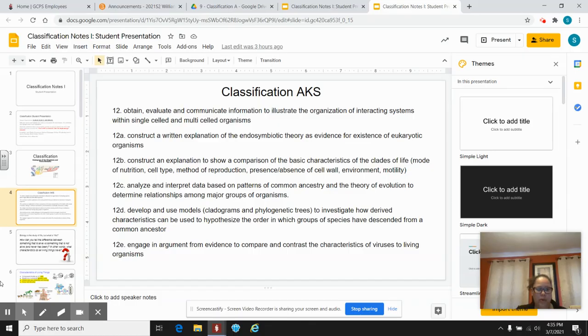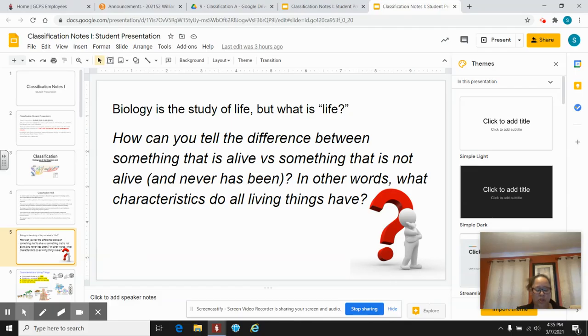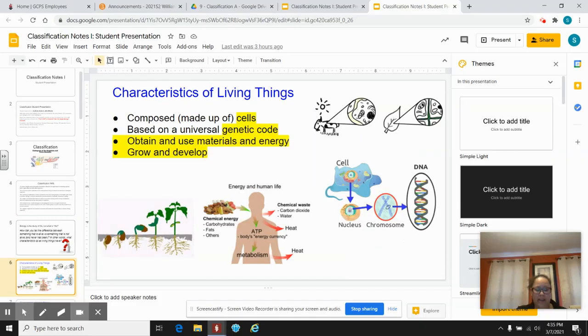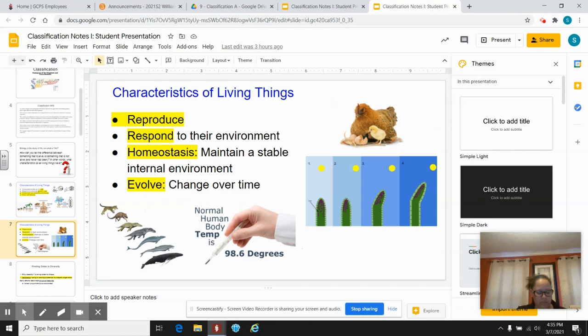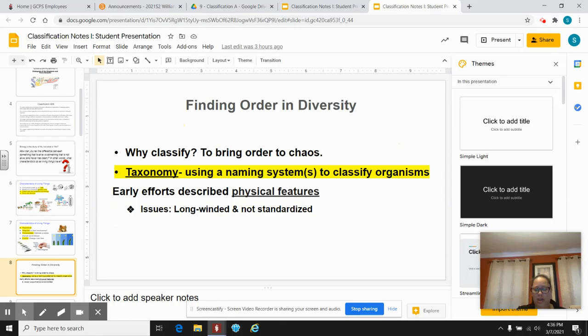However, you are going to pause the video and you are going to look through your slides and you are going to make sure that you are highlighting at least what I have highlighted on these particular slides about the characteristics of living things and also the very basics of why we classify things, to bring order to chaos and to organize.